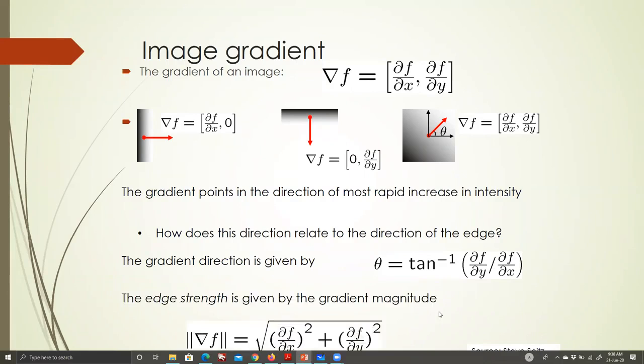Okay, and of course you can get the overall strength as well. So you just have to take the squares, add them, and take a square root. So you get an edge strength of the direction of most change in the gradient, or in the image itself.